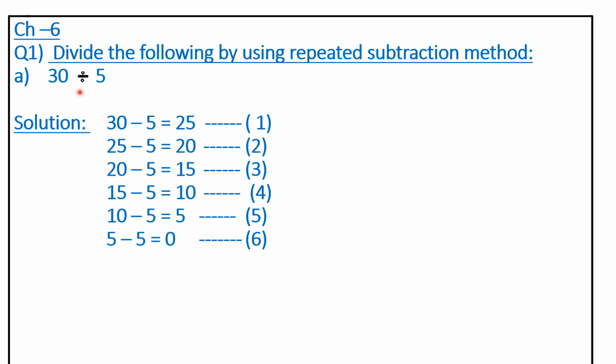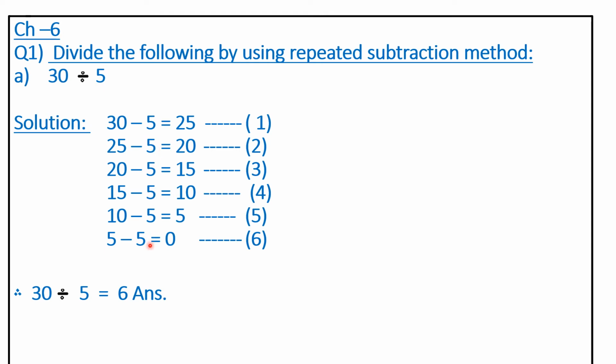So 30 divided by 5 is equal to 6. I think you remember it. Yes, just recall the things. You have to subtract every time this minus 5, minus 5, minus 5, because we are dividing by 5. So we are subtracting 5. Okay.